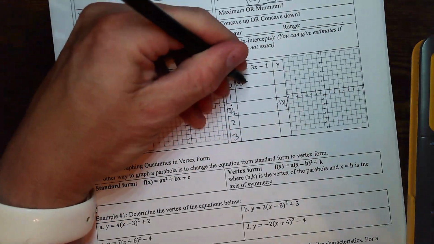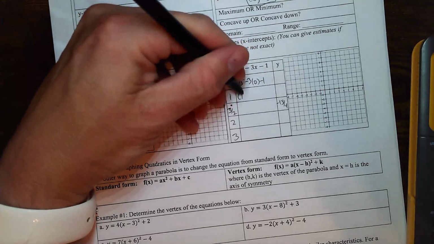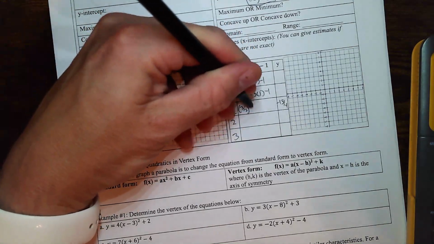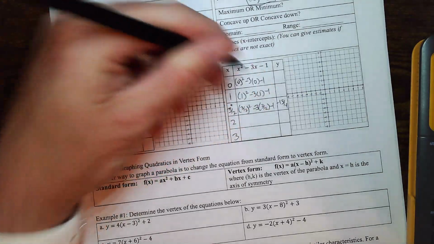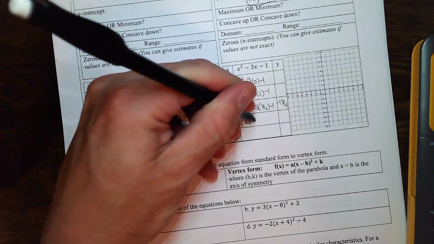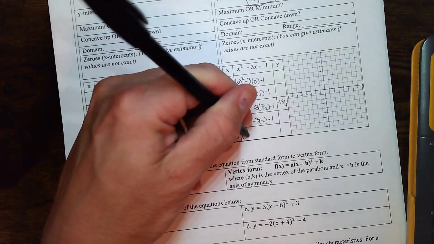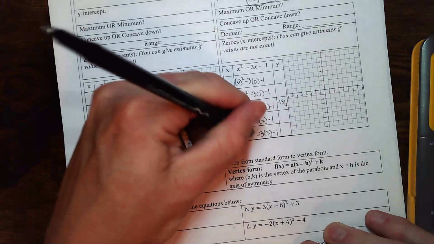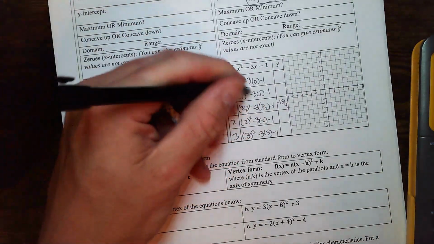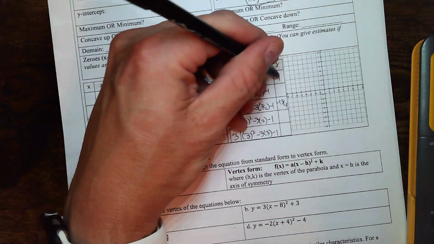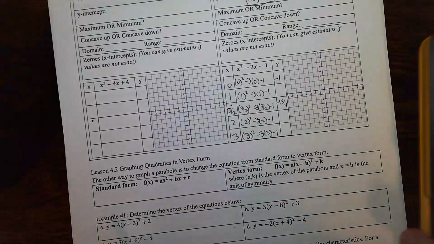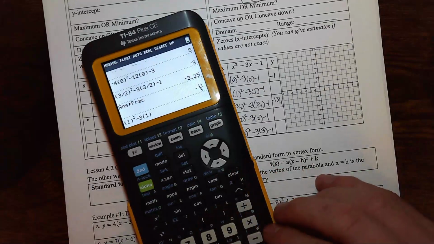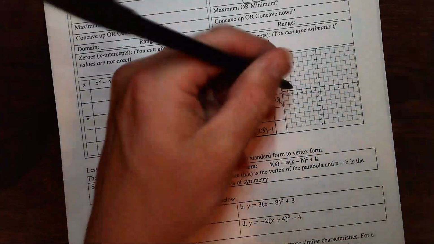And so then I'm going to plug in 0 into there, plug in 1 into there, plug in 3 halves into there, plug in 2 into there, and plug in 3 into there. All right, and now I'm going to simplify. 0 minus 0, that'd be negative 1, which is the same as your y-intercept. So 1 squared, that's 1, minus 3 times 1, which is negative 2, minus 1, that'll be negative 3.